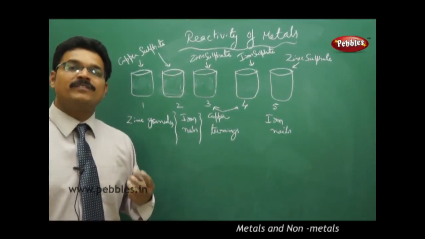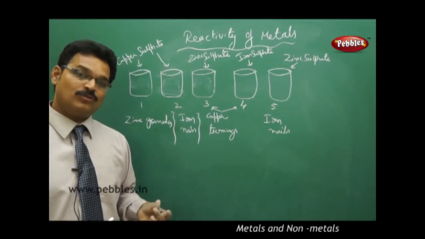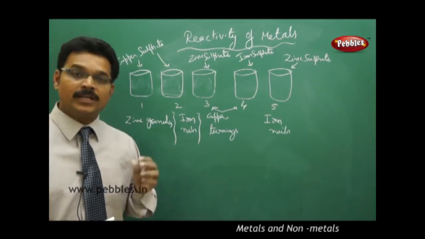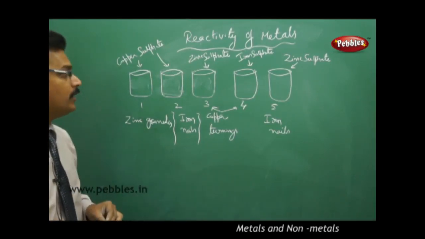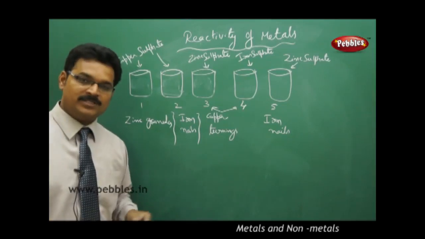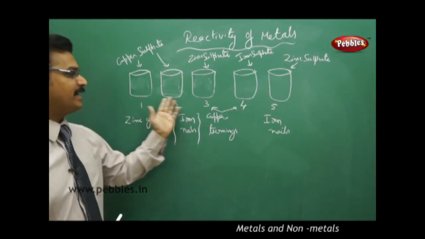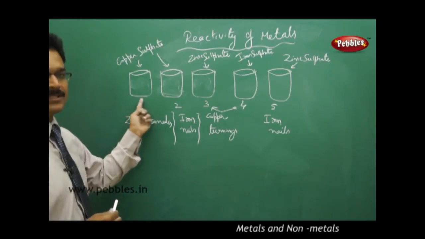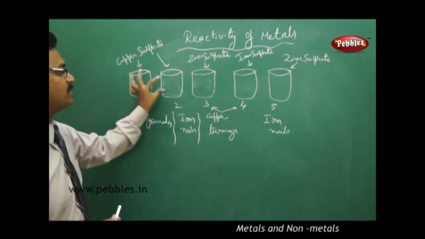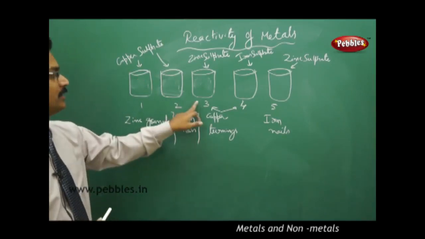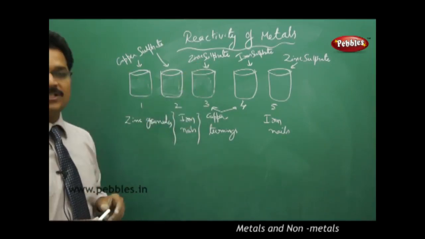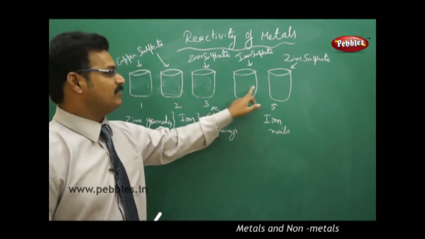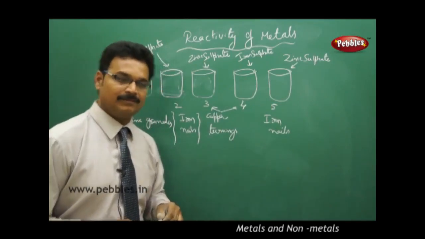So some metals react very fast, some metals react slowly, some metals don't react at all. So here you get to know. For this experiment, in the same chemistry lab, take 5 containers like that, and in the first 2 jars add 50 ml of copper sulfate. In the third jar add 50 ml of zinc sulfate. In the fourth jar, iron sulfate 50 ml. In the fifth jar again zinc sulfate 50 ml.